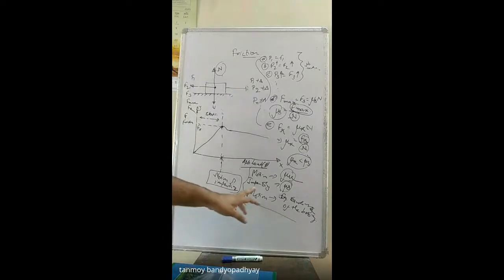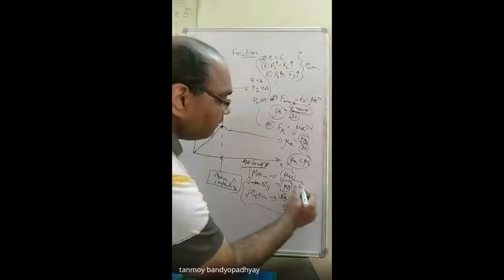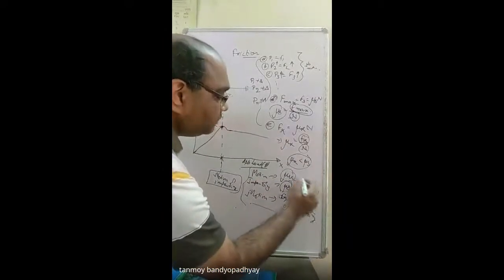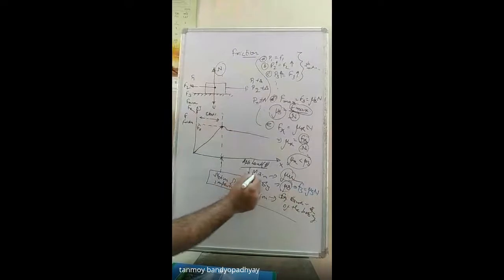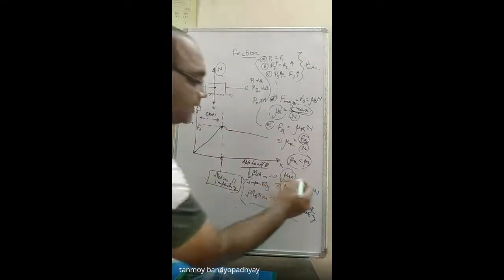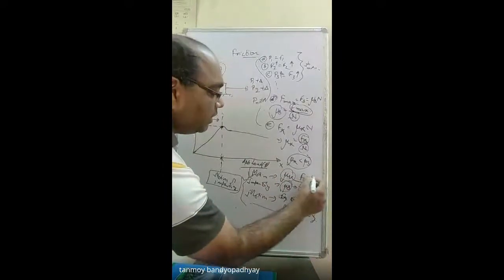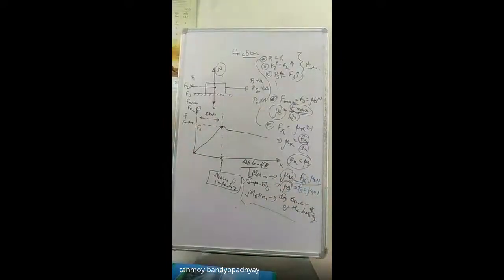There will be a time coming when motion is about to start, or the motion is impending, or the body is just tending to move. In that case, Fs will be equal to mu s n. And after motion has started, when the body is in motion or the system is in a kinetic state, Fk will be equal to mu k into n. Most of the problems that we'll be doing will be based on these things itself.